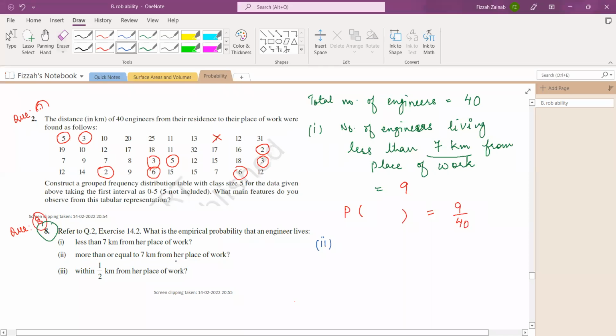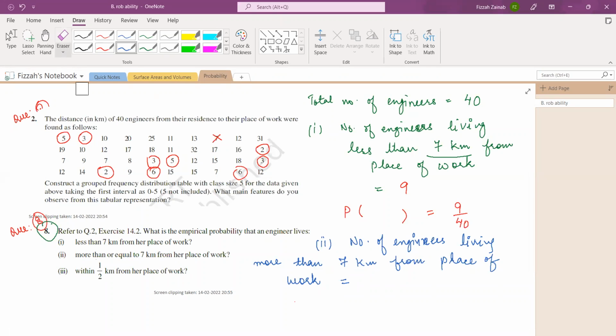Okay, next, second part. Now, more than 7 kilometers from her place of work. How many are the number of engineers living more than 7 kilometers from place of work? Who will tell me? Ma'am, 31. Okay, so have you counted from the data?